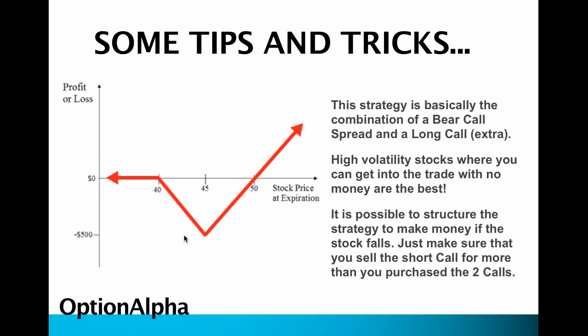So think about your account size, and if you want to create a strategy that actually has upside profit potential and doesn't cost you anything to get into, this is a great one to trade if it's on a high volatility stock. Again, it is possible to structure the strategy to make money if the stock falls. Just make sure that you sell the short call for more than you purchased the 2 long calls for. That creates a little bit of a credit, helps with your overall position, and creates much more of a neutral strategy going forward.